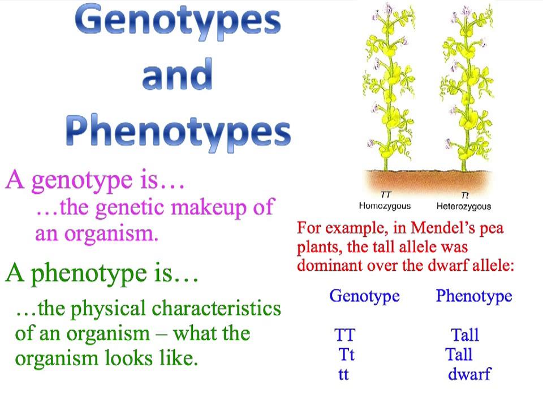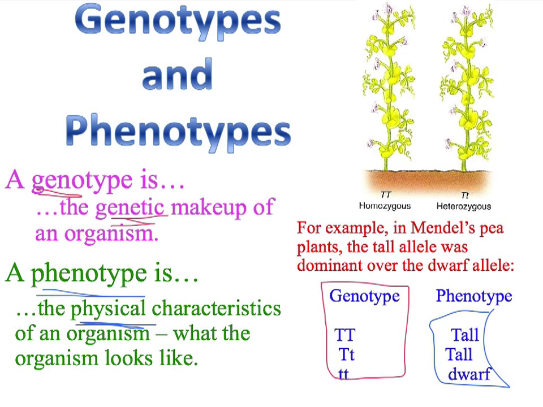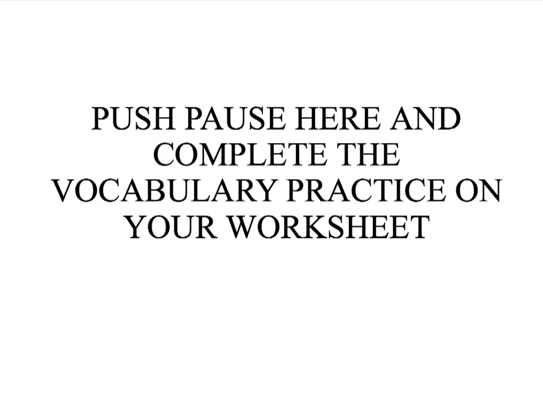Genotypes and phenotypes. A couple more review words. Geno, genetic, kind of go together. And you'll see here the genotype. Those are the letters, the different alleles, the letter combinations that we use. Phenotype is the physical characteristics. What is it going to look like? Tall, dwarf, and such like that. Take a moment and do the vocab practice on your worksheet, and I will be here when you are finished.